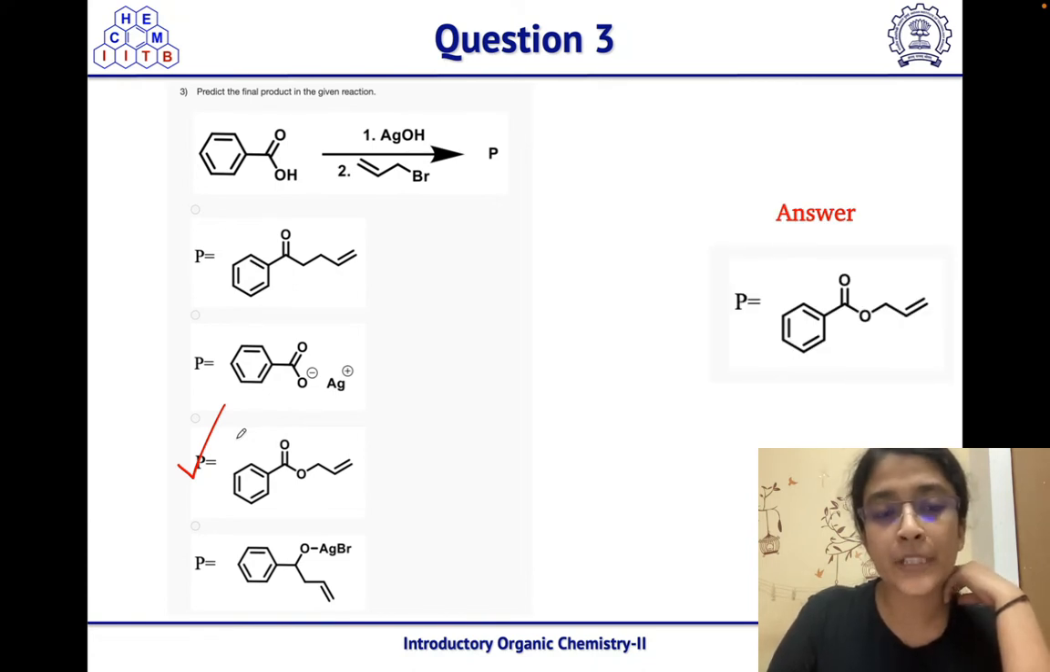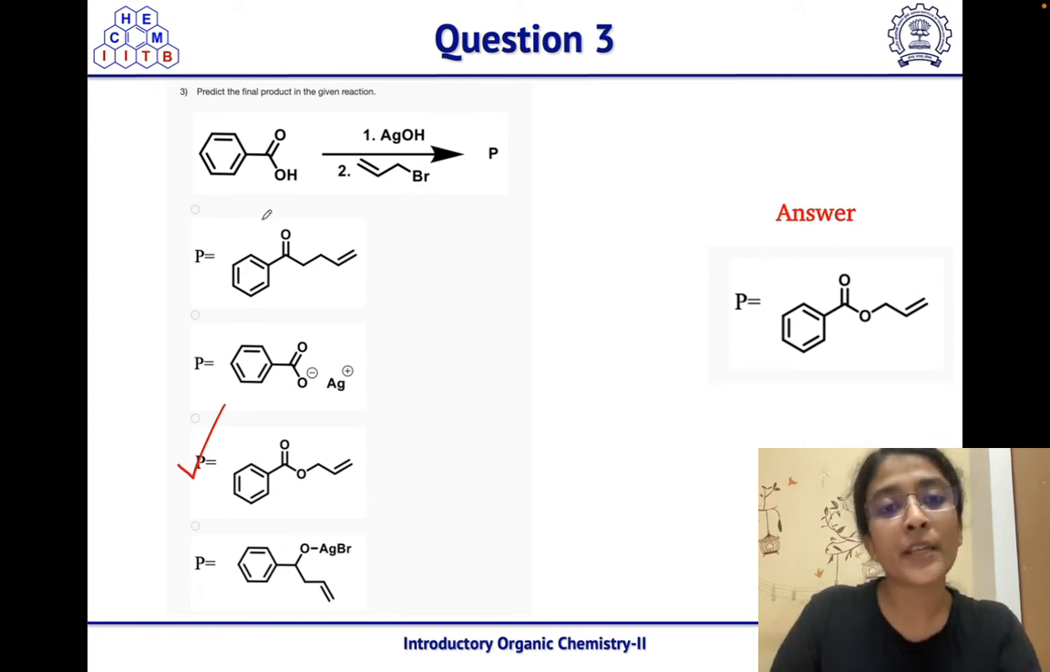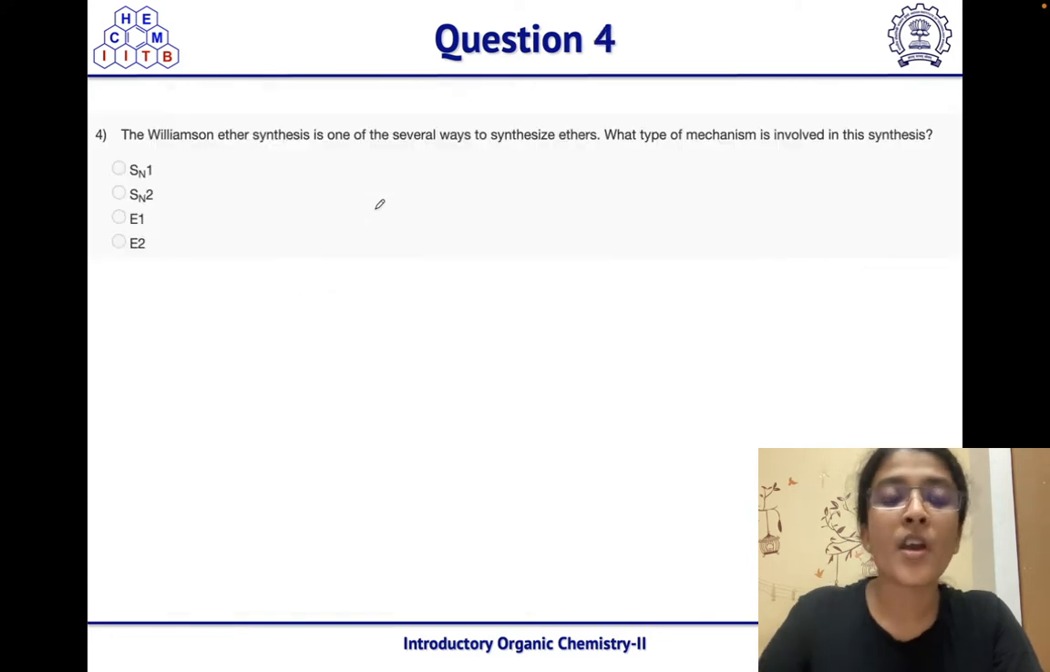In these reactions, just an addition elimination mechanism is taking place. First, nucleophilic addition will take place, leading to tetrahedral intermediate, then elimination will take place. Most of the mechanisms in case of acids are just nucleophilic addition and then elimination. Now coming to question number 4.